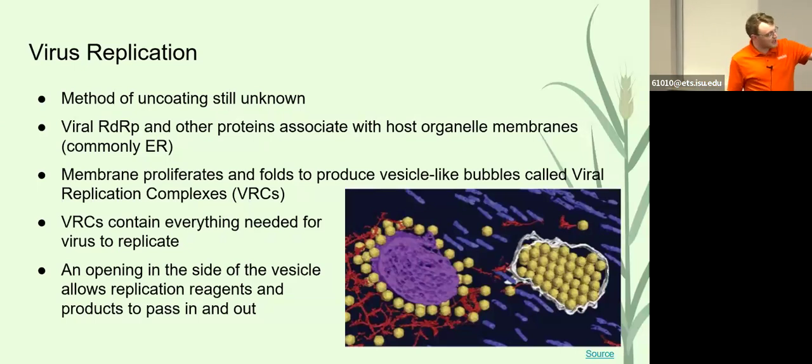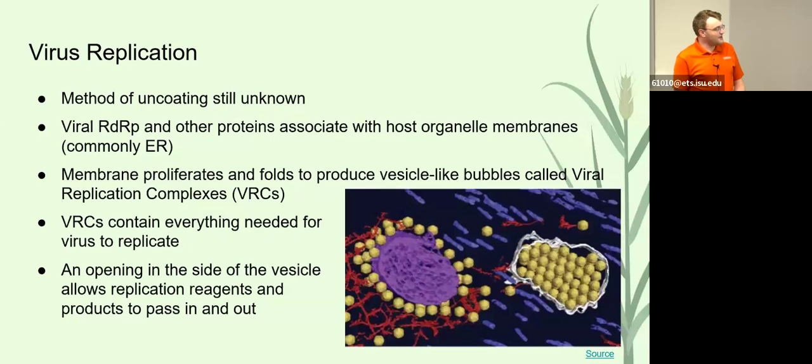So this picture here is actually an electron micrograph. You'll notice in purple, this is a mitochondria. Trust me, it doesn't look like one, but it is. And then in yellow, you've got the virions. In this case, they are round viruses. And then over here in white, you've got this viral replication complex bubble, and it's full of little baby viruses. Now, it's not obvious here, but this bubble isn't complete. There's actually a hole in the side of it that allows new resources to come in and baby viruses to go out.